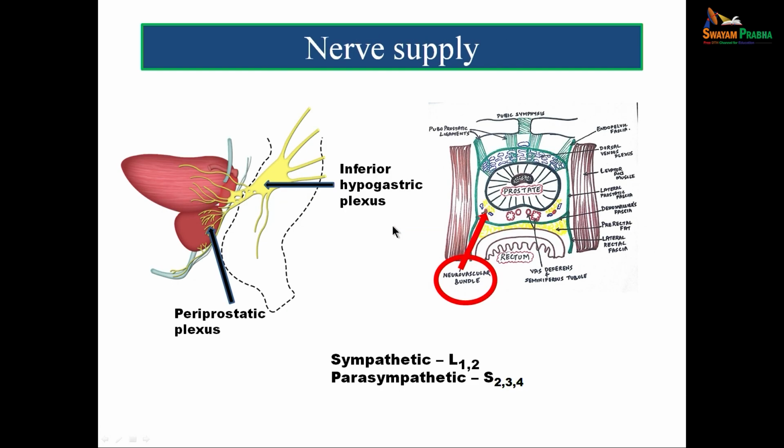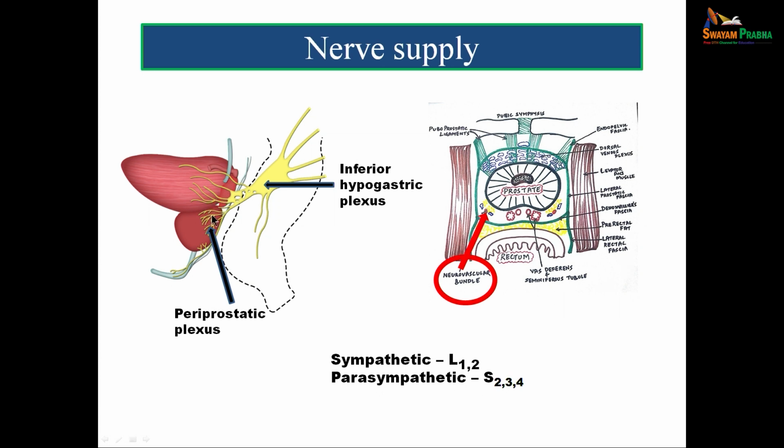Coming to the nerve supply of prostate, both sympathetic and parasympathetic nerves supply prostate. What we find is the sympathetic arising from L1 and L2, parasympathetic nerves arising from S2, S3 and S4 will take part in the formation of inferior hypogastric plexus. This plexus will give nerve fibers which form a plexus in the posterolateral part of the prostate and the bladder. They form what is called as periprostatic plexus.